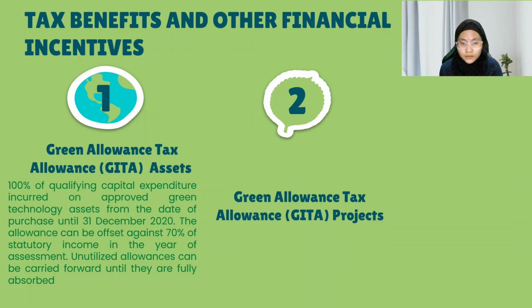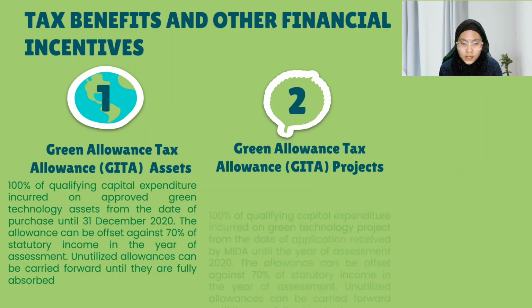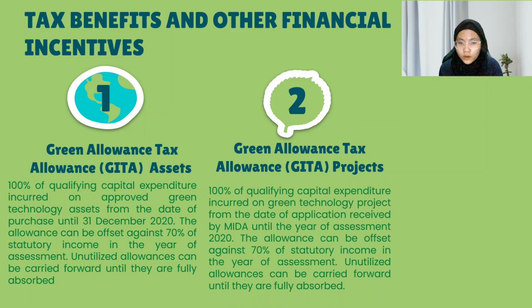Second, on Green Investment Tax Allowance on projects. It means that 100% of qualifying capital expenditure incurred on green technology projects from the date of application received by MIDA until the year of assessment 2020. The allowance can be offset against 70% of statutory income in the year of assessment. Unutilized allowances can be carried forward until they are fully absorbed.